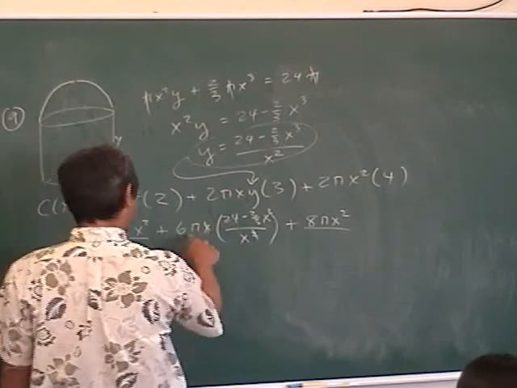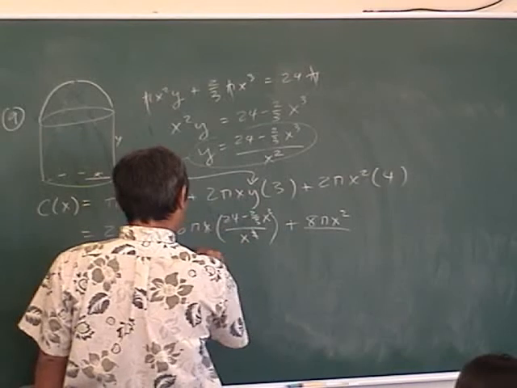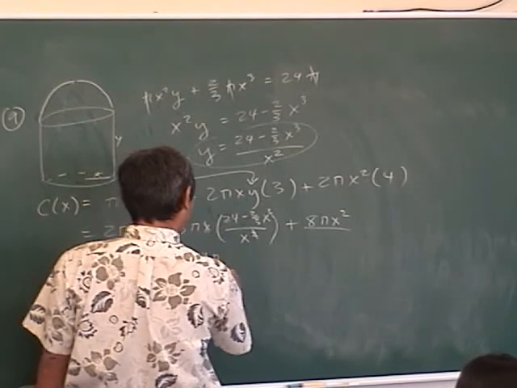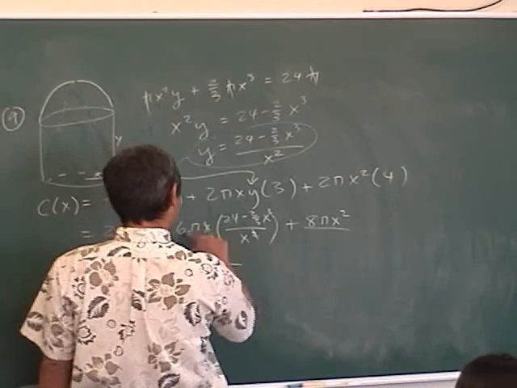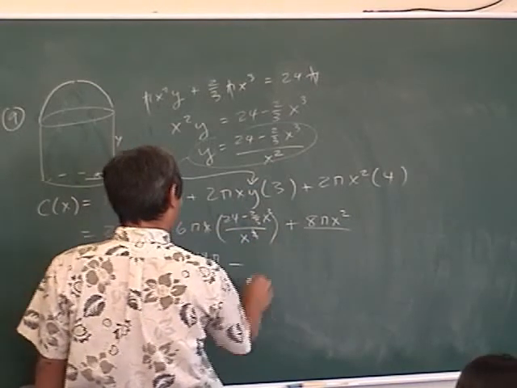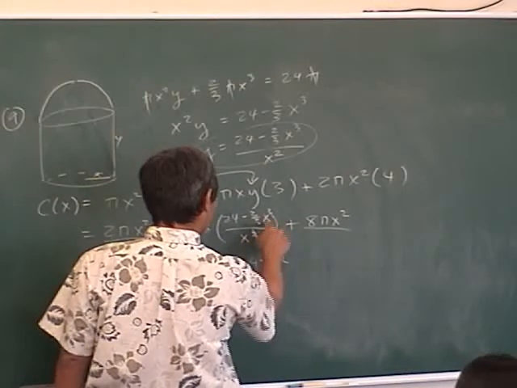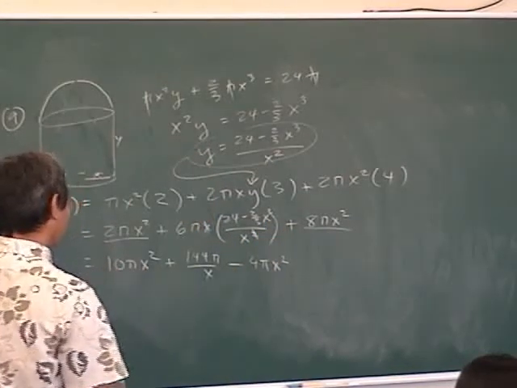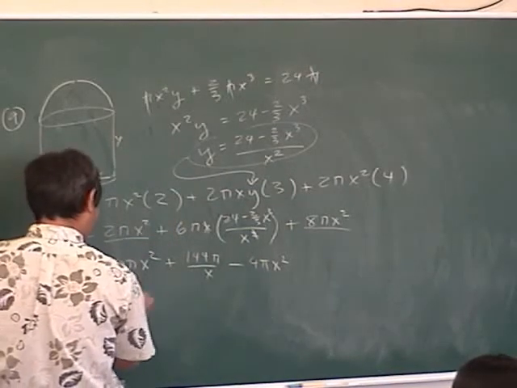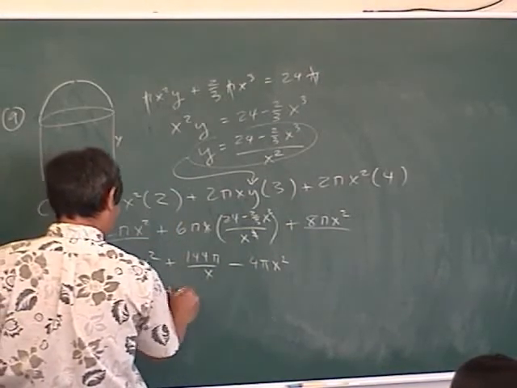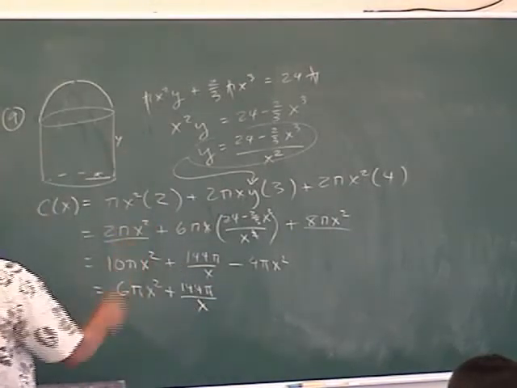So what happens when you distribute this 6 pi? You're going to get 144 pi over x minus, if I distribute the 6 pi, what is 6 times 2/3? 4. 4 pi x squared, right? Because this x cancels into the x cubed. Oh, but then look, you get 10 gorilla and negative 4 gorilla, that's 6 gorilla. Look how pretty this is. There you go. That's part A.